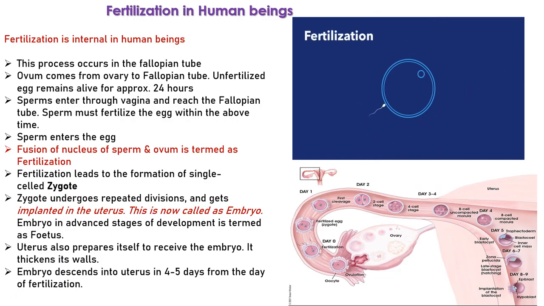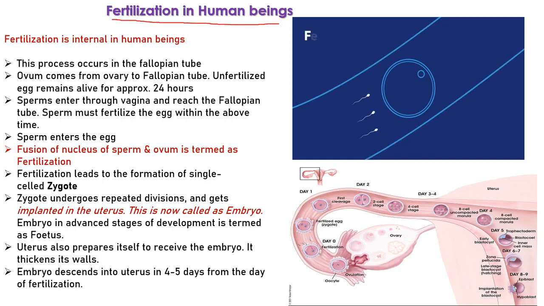So this is fertilization in human beings. In the last slide there was an animation where we saw how the sperm go towards the egg or ovum, all the way from the vagina to the fallopian tube. Right. Now what happened in the fallopian tube?